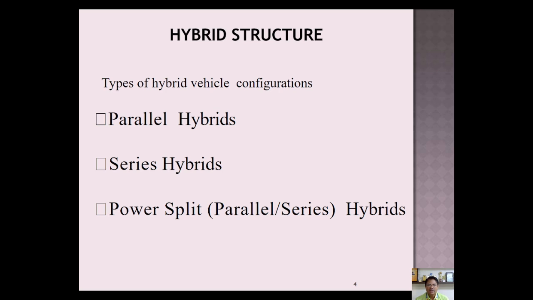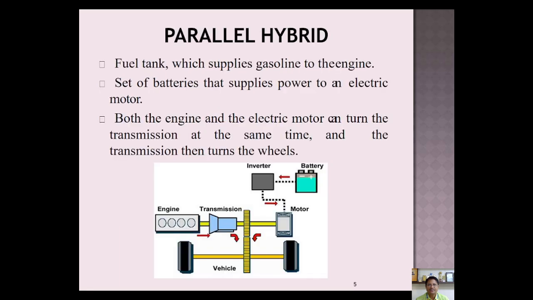The hybrid structure, that is the configuration, has three types. One is parallel hybrid, then series hybrid, and power split, that is the parallel-series combined hybrid system. These are the three types which are in practice, and they are implemented by many car manufacturers.